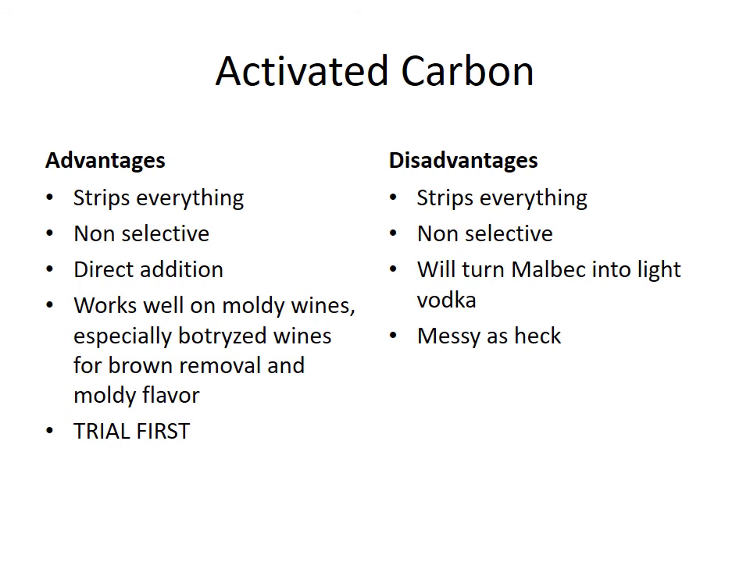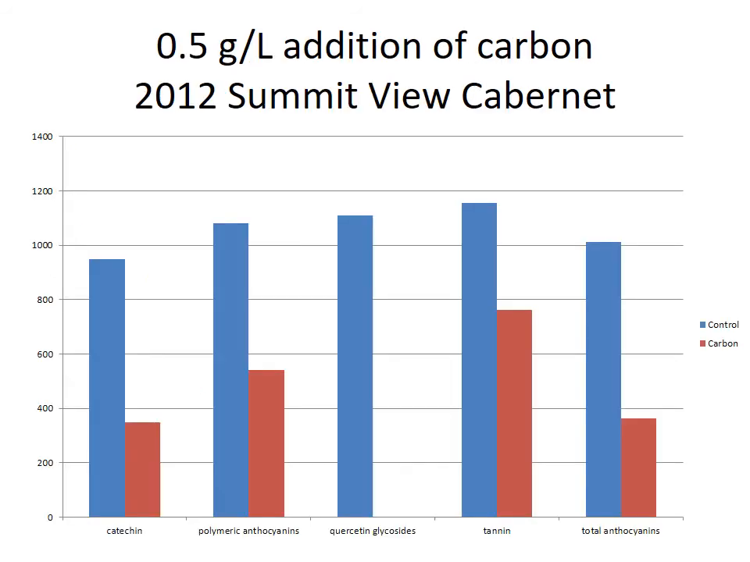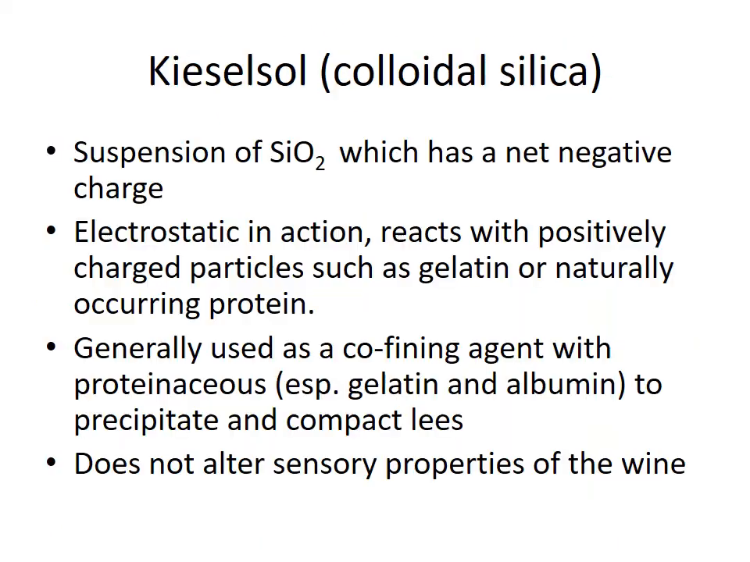The downside is it strips everything. It's not selective. It'll turn Malbec into light vodka, and it is so messy. And I thought this was really fun, where we added half a gram a liter to our Summit View Cab, and voila, boom, it stripped everything out. Catechin, polymeric anthocyanins, tannin, and we took this beautiful, robust, powerful Cabernet and turned it into rosé, basically. So that's what carbon can do for you.